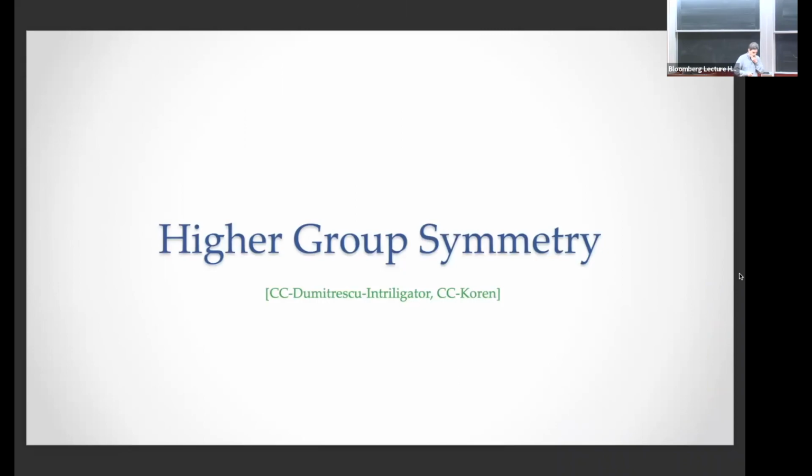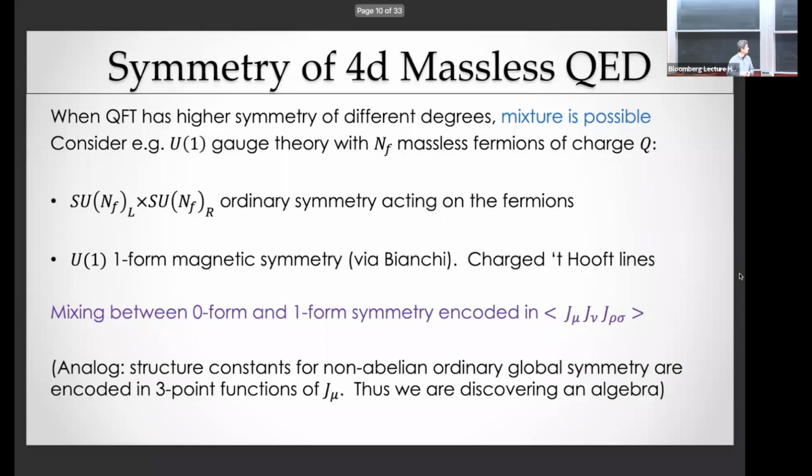Okay, so one possible generalization of higher form symmetry is what's called higher group global symmetry. And the basic theme here is that when a quantum field theory has symmetries of different degrees, different p's, so say a 0-form and a 1-form symmetry, then they need not factorize. They could form some interesting mixture. So let's try to analyze with an open mind what is the symmetry of U(1) gauge theory, but not just with no matter. Now we'll have some massless fermions of charge q. Okay. What could be easier?